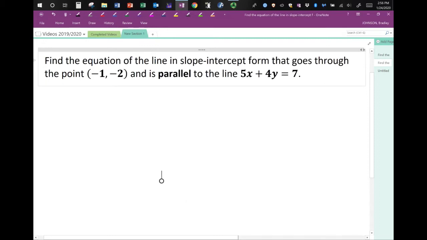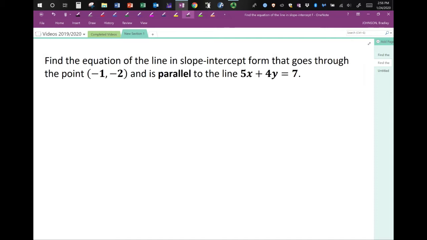Hello, my name is Professor Johnson, and today I will be finding the equation of the line in slope-intercept form that goes through the point (-1, -2) and is parallel to the line 5x + 4y = 7.